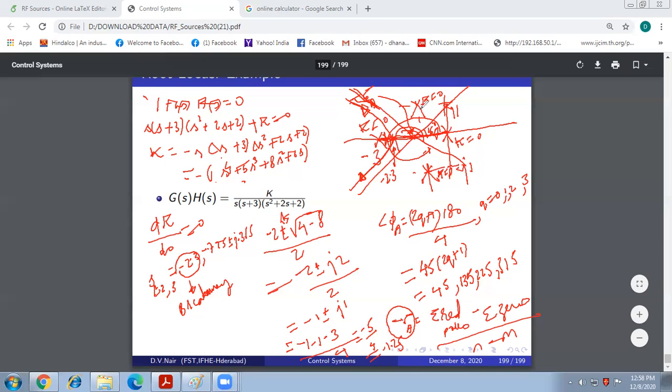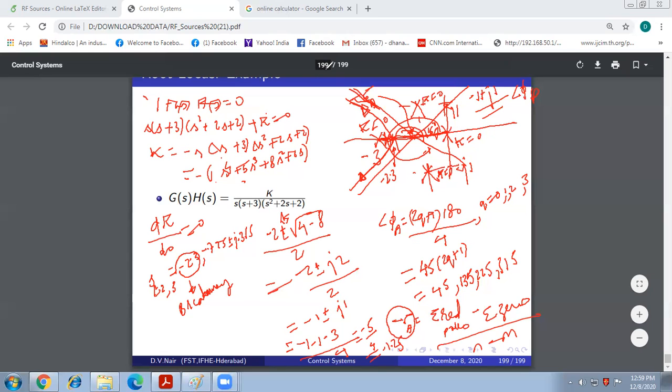So these two branches originate at the complex open loop poles. So let us find out the angle of departure for the pole at minus 1 plus j1, given by phi p. So what you do, I should clean the space here, otherwise it's very difficult for you to understand with my writing making it more difficult.